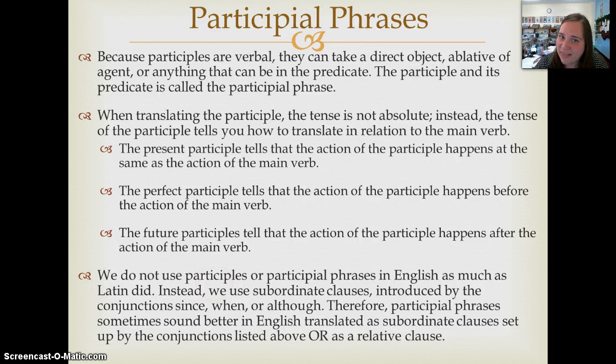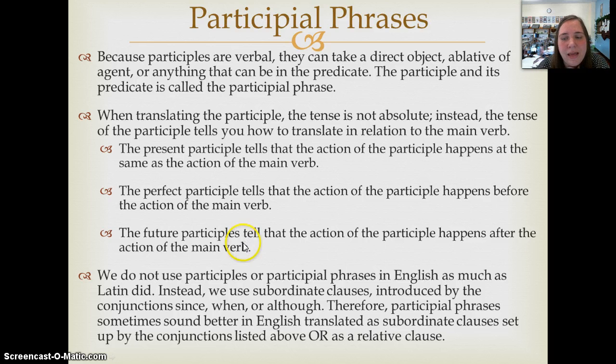What do I mean by that? I mean, if you have a present participle, that's not telling you necessarily that you translate the participle as a present. It's telling you you translate the participle as occurring at the same time as the main verb. But a perfect passive participle tells you that the participle occurred prior to the main verb. And obviously, a future participle tells you that the participle happened after the main verb.